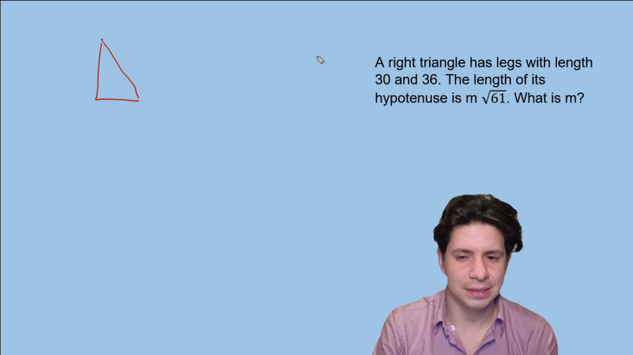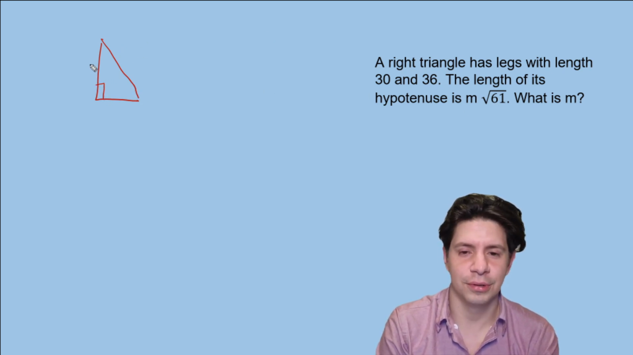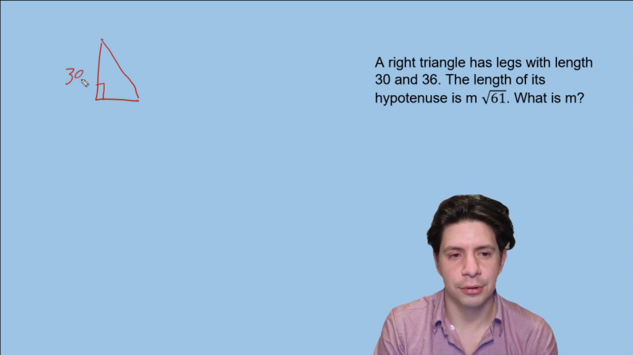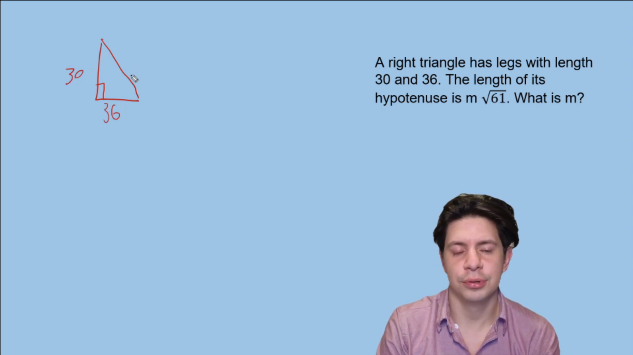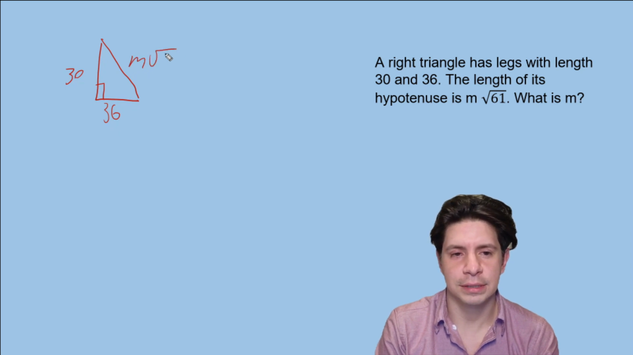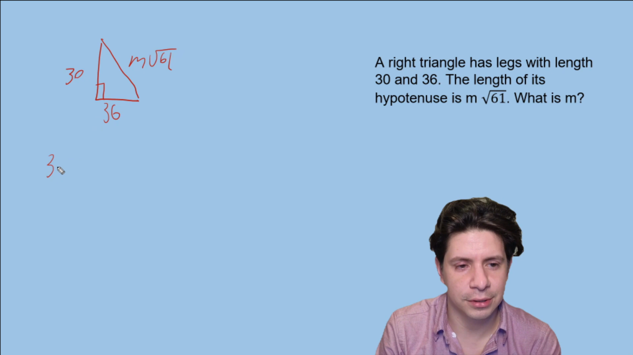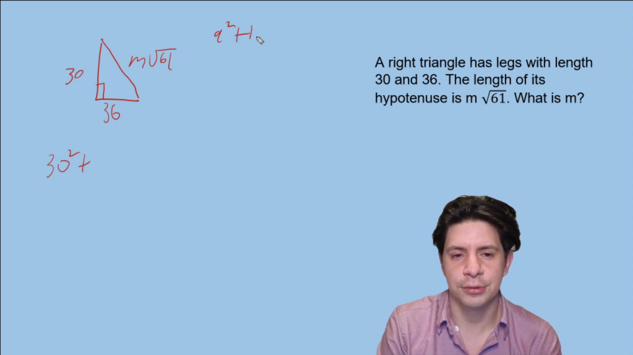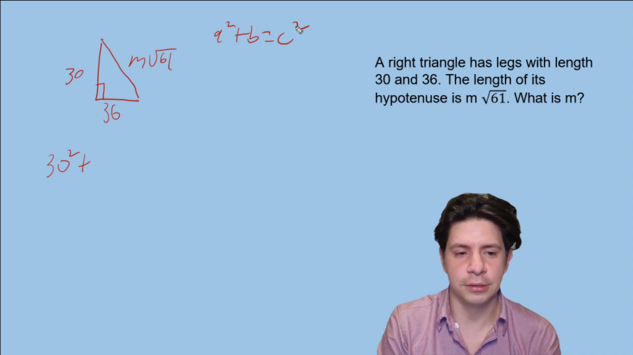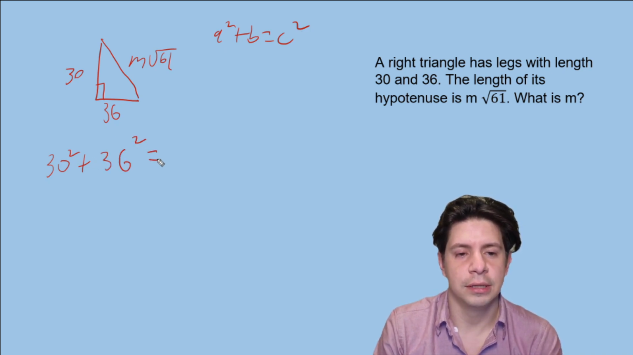Okay, so again, we'll draw it out. And you have to trust that there is a reason why m root 61 is involved, right? So it's not just a totally random number. It's going to be 30, 36, and then m root 61. So let's do Pythagorean theorem and see what happens. So we're going to do 30 squared, right? So it's a squared plus b squared equals c squared. A big formula you definitely want to know for the test. Plus 36 squared equals m root 61.